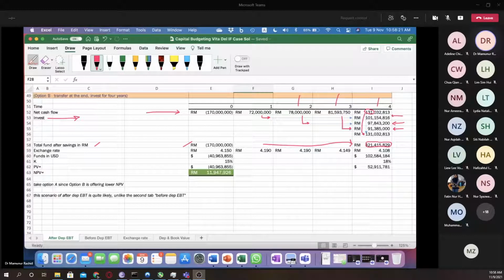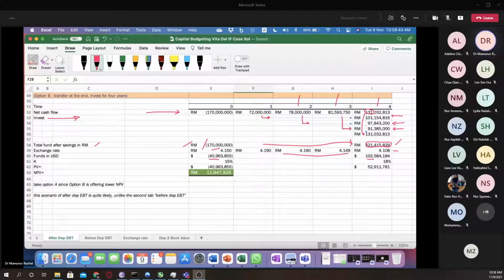In order to transfer, you need the exchange rate. We have calculated exchange rate already. And what you need to do is divide with the exchange rate. 170 million divided by 4.15 is 40.963. And then you have the last one, which is 421 divided by 4.108, which is 102 million, right?